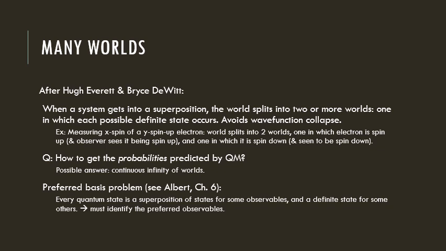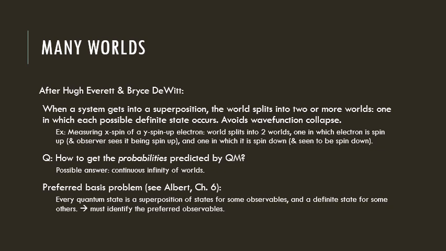Now, a problem for the many worlds interpretation that David Albert discusses in his chapter 6 is what he calls the preferred basis problem. This is the problem that actually every quantum state is a superposition relative to some observables, and it's a definite state for some other observables. So to explain what I mean, take the example of spin.